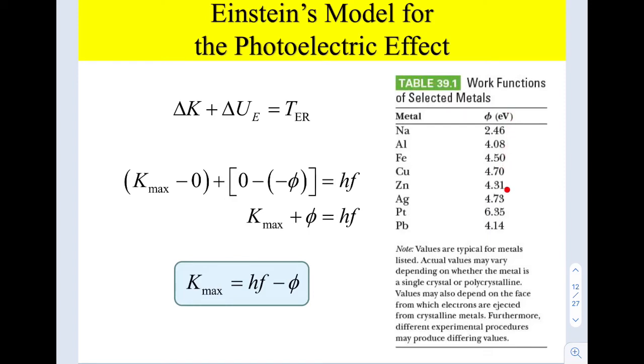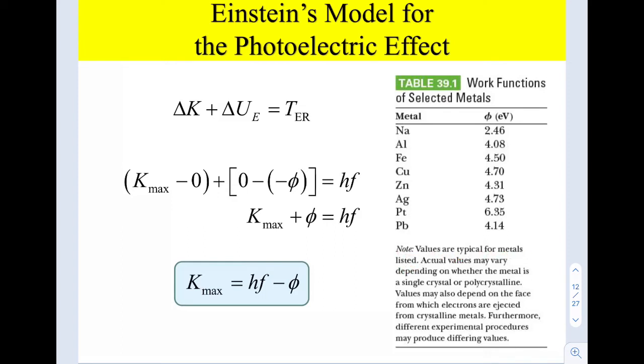If you see Table 39.1 here, it lists the work function for selected metals. Sodium is 2.46 eV, aluminium 4.08 eV. Still remember what eV is? Electron volt. We use the electron volt unit because the joule is way too big for the movement of electrons, and so on.